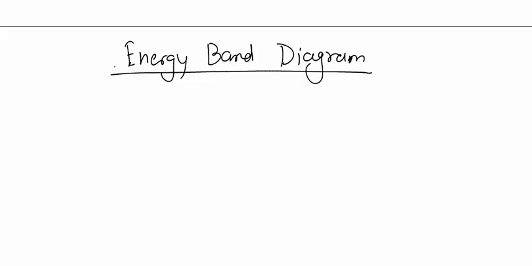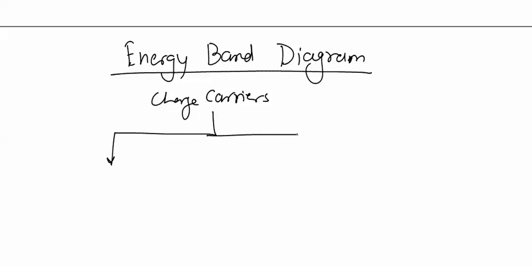We will start our discussion with energy band diagram. An energy band diagram is the representation of energy levels of different type of charge carriers that are present in the material. Charge carriers are of two different types. One is electron and one is hole.